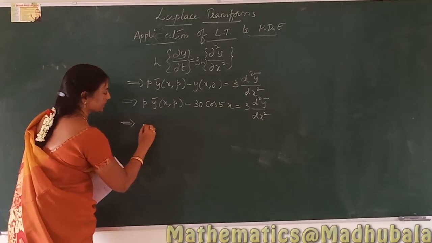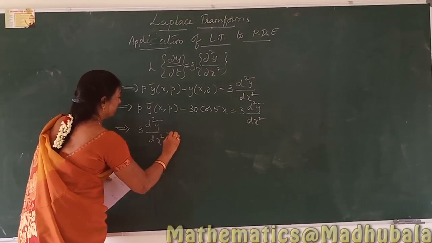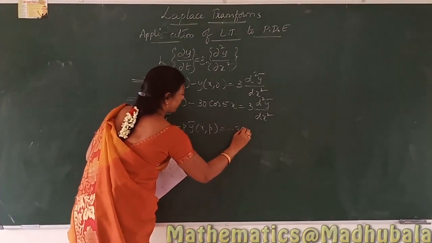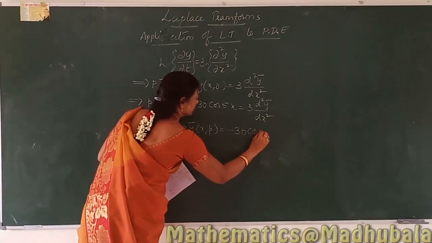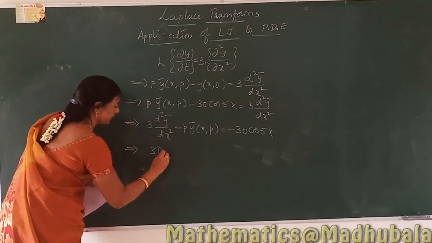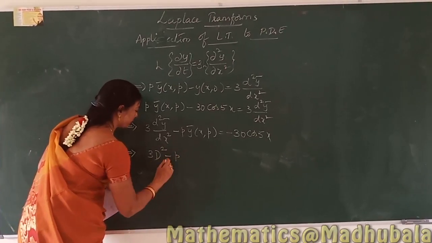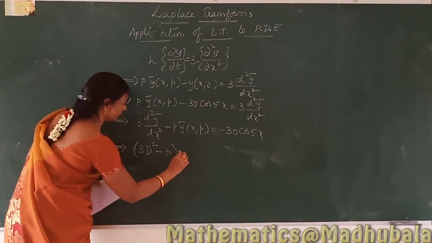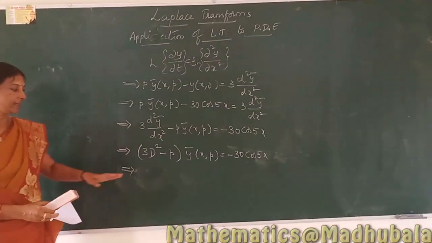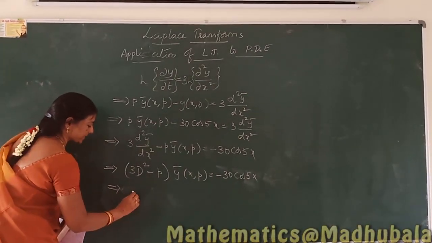Now let us solve this equation. It is 3 d²ȳ/dx² minus p ȳ(x, p) equal to minus 30 cos 5x. Now this is clearly a second order linear differential equation with constant coefficients. We can consider the auxiliary equation of this.